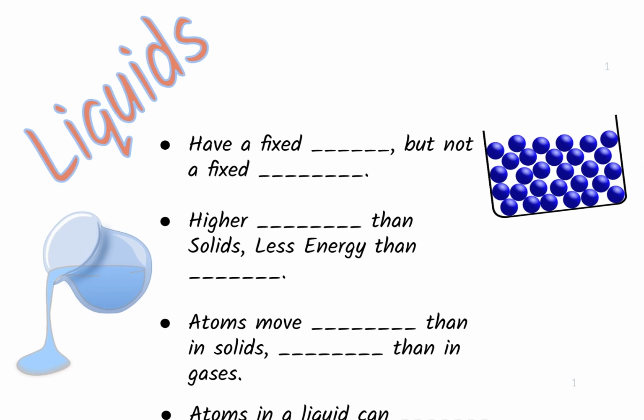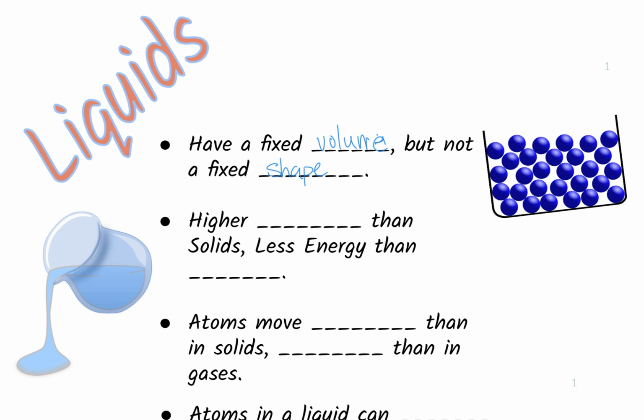Next up are liquids. Liquids also have a fixed volume, so the amount of the liquid won't change, but liquids do not have a fixed shape. If I took a glass of water and I dumped it onto the desk, there would still be the same volume of water, but it would take a wildly different shape. It would spread out across the desk.